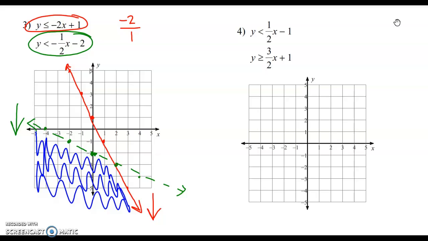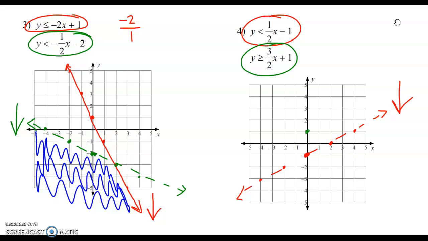All right, number 4, y-intercept of the first one is negative 1. Slope is 1/2, positive, so up 1, right 2. It is dashed because it is not equal to, and below because it is less than. Second line, y-intercept is positive 1. Slope is 3 over 2, so I go up 3, right 2. Same as down 3, left 2.